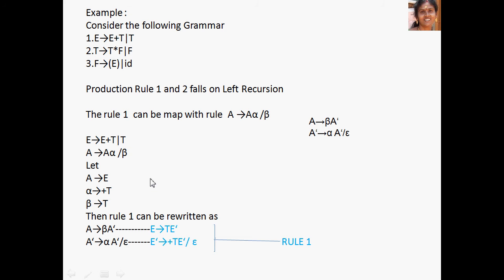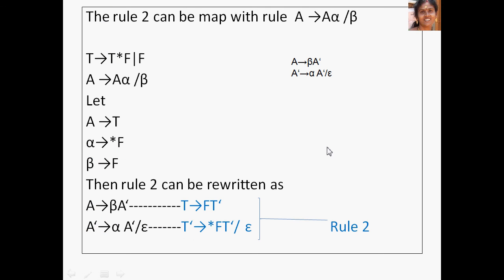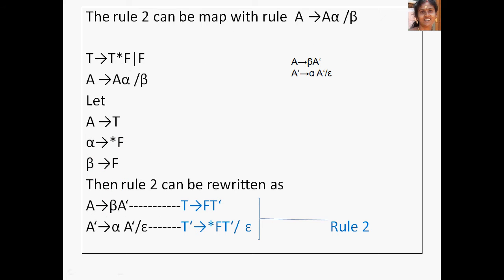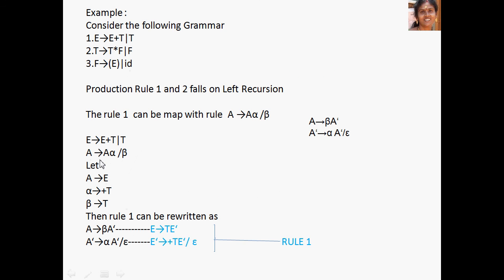Okay, and next we are going to see what is the expansion of this A production rule. Already we have seen, no? So we are writing the A production rule expansion: A is expanded with beta A dash, and A dash is expanded with alpha A dash or epsilon. So you write these two rules here, and then you have to substitute the values.